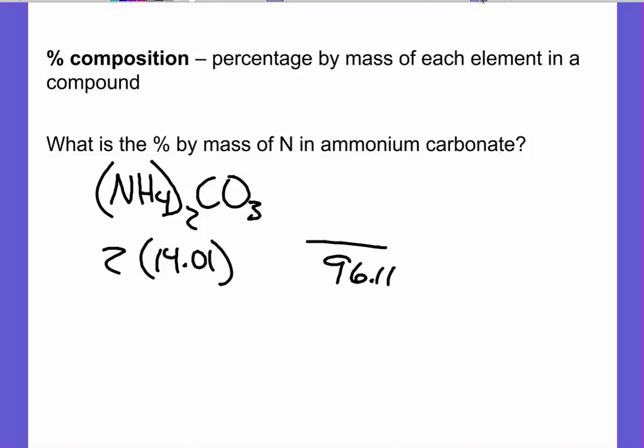But we still need to recalculate this part because how much of that was actually from nitrogen? So this 2 times 14 is still relevant. That's going to be 28.02. So I'm taking the part that is nitrogen divided by the total. I think we double checked that yesterday, so I'm going to think that that 96.11 is probably correct. But what is 28.02 divided by 96.11? And then you got to multiply it by 100. What do you get for that? 29.15.